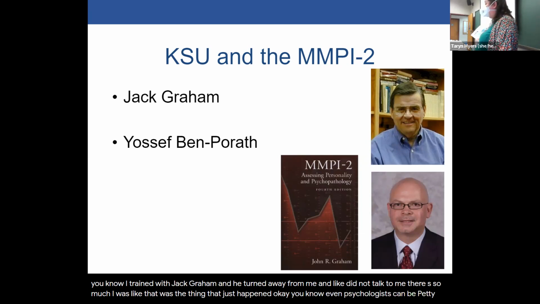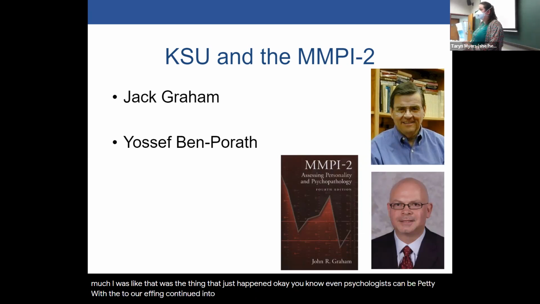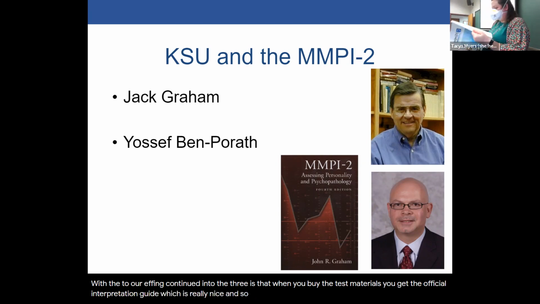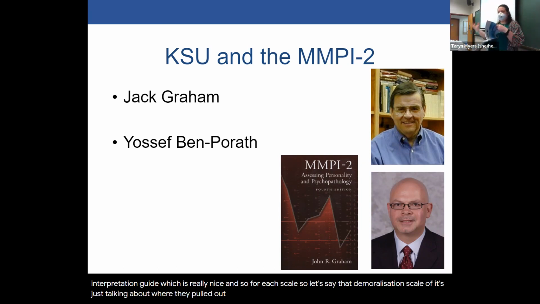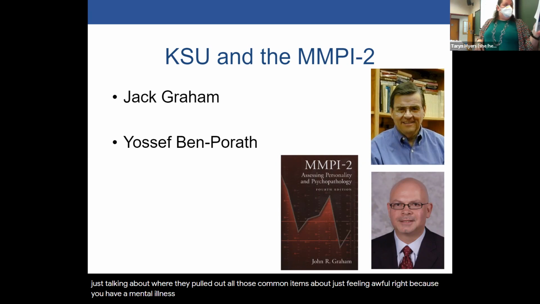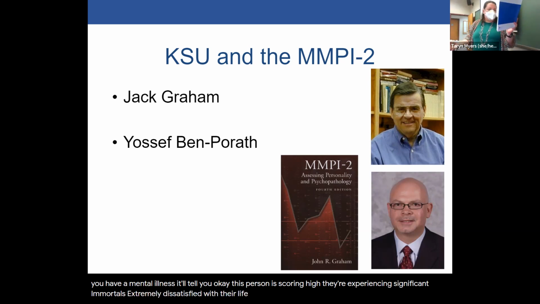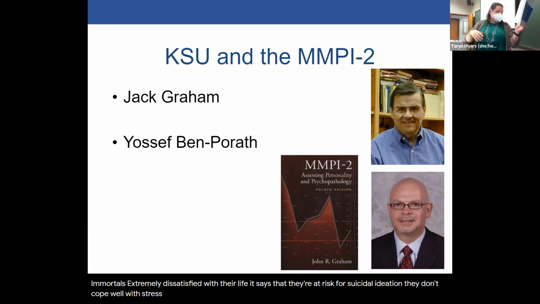But they changed with the 2RF and continued into the 3, so that when you buy the test materials, you get the official interpretation guide, which is really nice. For each scale, let's say that demoralization scale I was just talking about, where they pulled out all those common items about just feeling awful because you have a mental illness, it'll tell you, okay, this person is scoring high, they're experiencing significant demoralization, feeling overwhelmed, being extremely dissatisfied with their life. It says they're at risk for suicidal ideation. They don't cope well with stress.